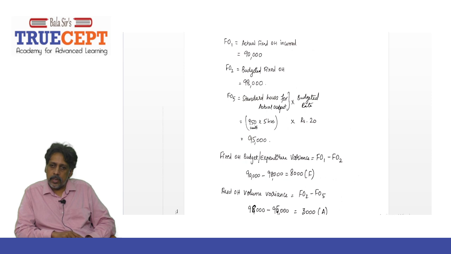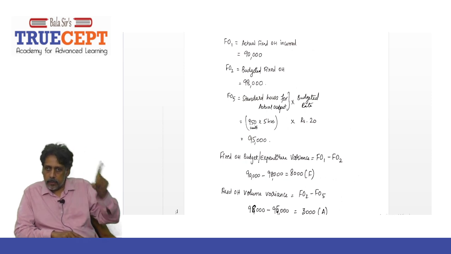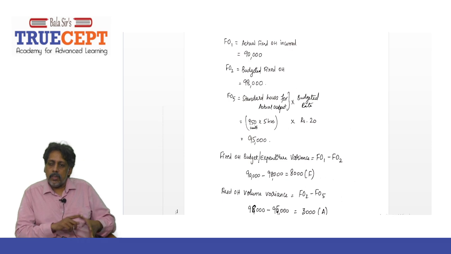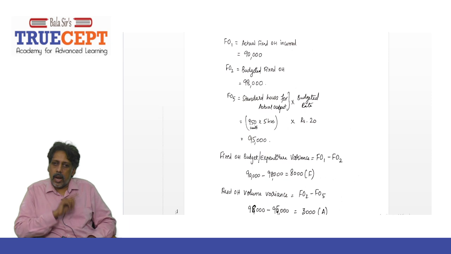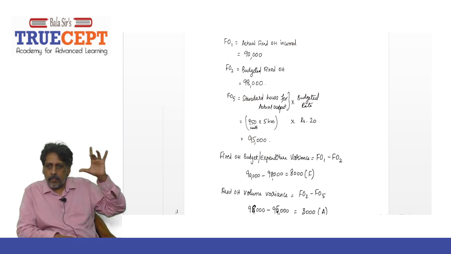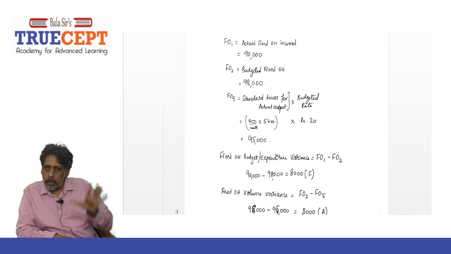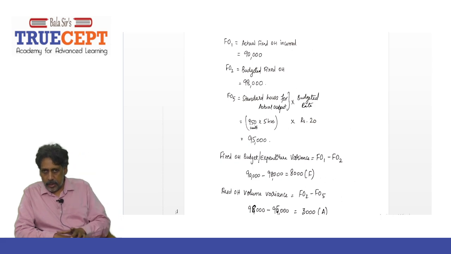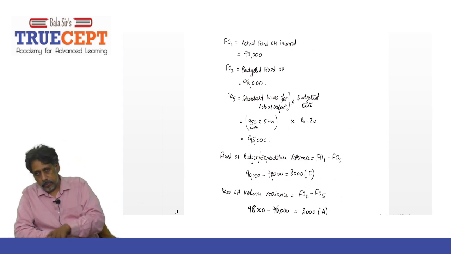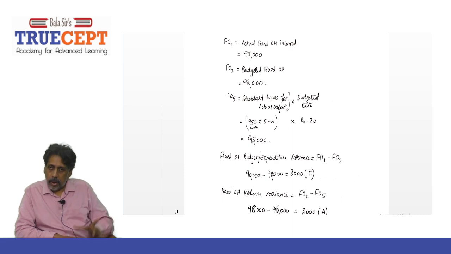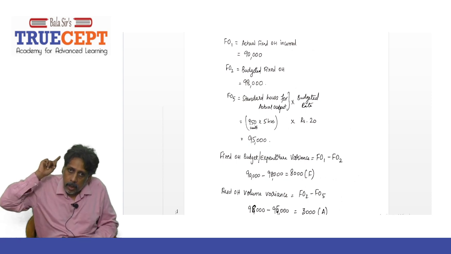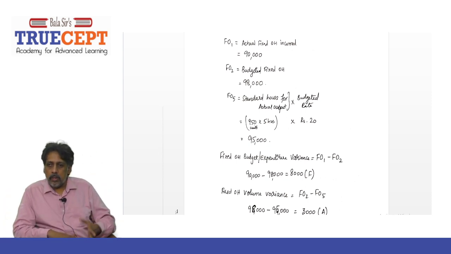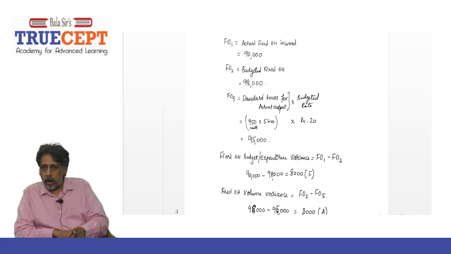Straight away we are doing FO5 because they asked only for two variances, right? Yeah. Expenditure and volume. FO5 is standard hours for actual output into the budgeted rate, which is again 950 units output into 5 hours time allowed, 4,750 hours, into rupees 20 per hour. How much do you get? 95,000. And expenditure variance, also known as budget variance, is FO1 minus FO2. 90,000 minus 98,000. Your actual is less than budgeted, so it is favorable. Therefore, rupees 8,000 favorable. Do not attach any sign, okay?